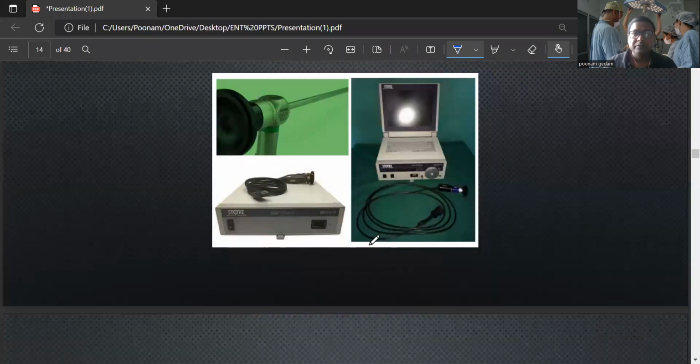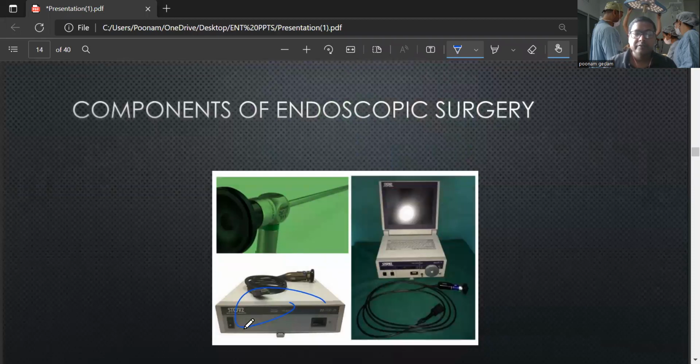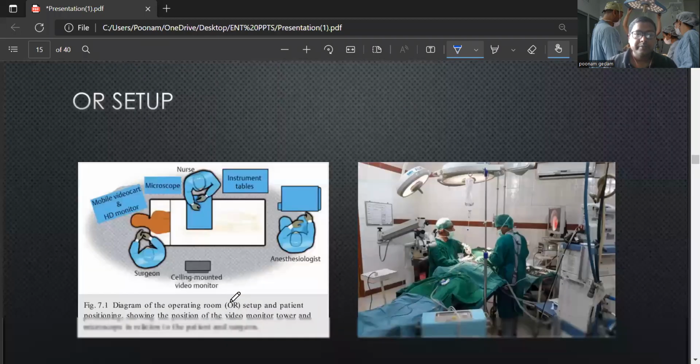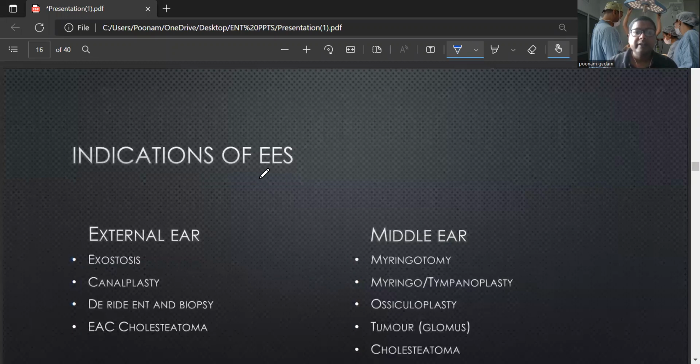So components of the endoscope, you all know: this is the light source, this is the monitor, this is the endoscope, this is the camera setup. How the operating room is planned in endoscopy is very important. Diagram of the operating room setup and the patient position. You can see that the surgeon is sitting here, the microscope has been put behind, and in the front this is the monitor, the assistant is sitting here.